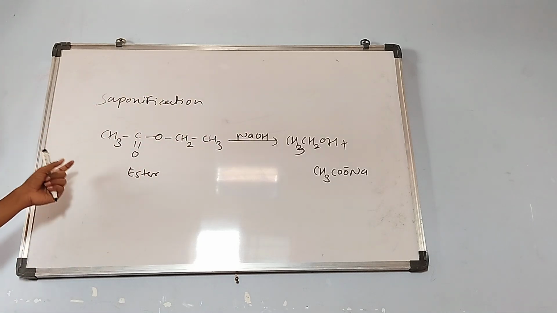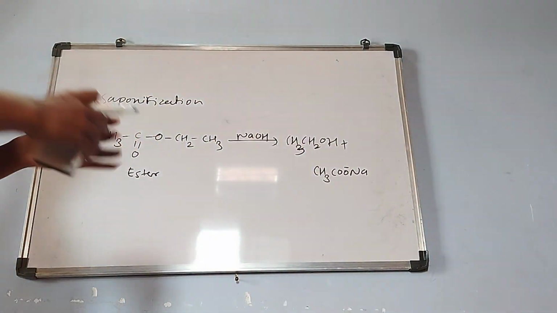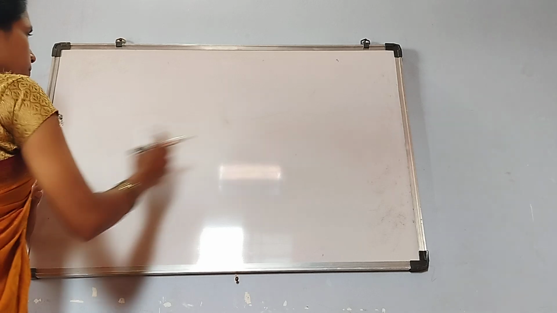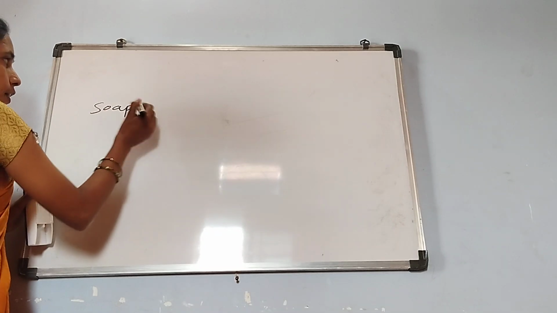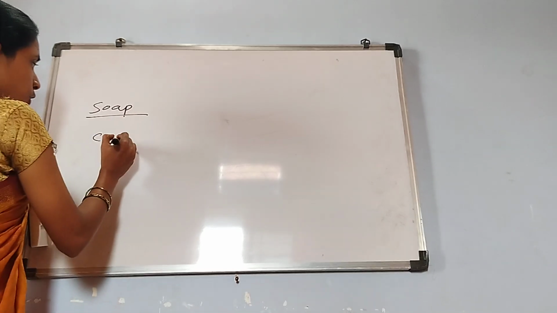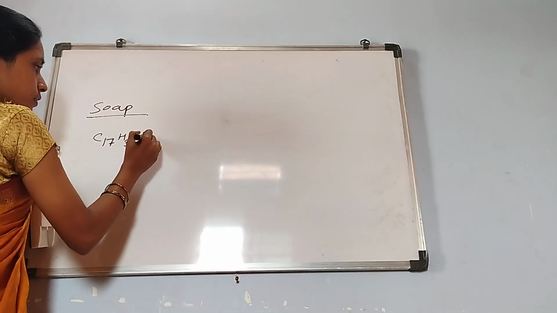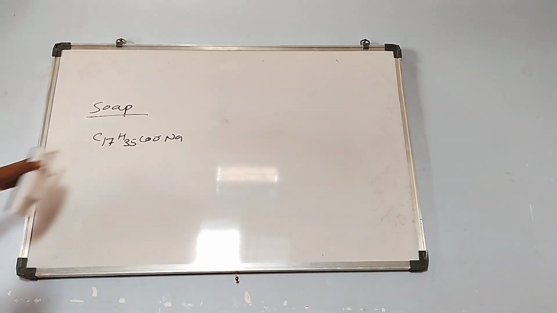Now I'll discuss the soap molecule. Okay, so what is the formula of soap? There are a number of formulas for soap, but I will just discuss this molecule, the formula of the common soap molecule, that is C17H35. So this is the formula of soap.